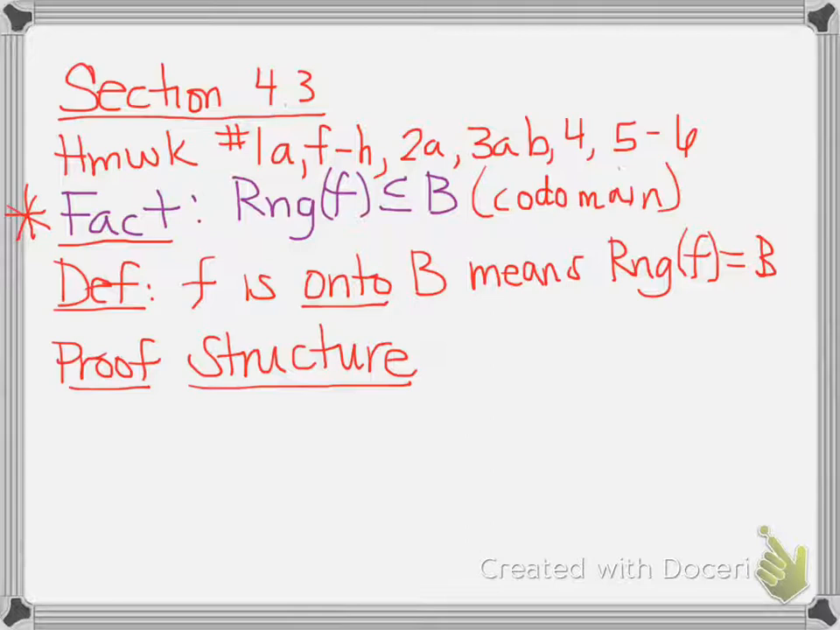So now we're looking at onto. If F is onto B, and we can say F maps from A to B, that means your range of F actually equals B. So that's what that means.